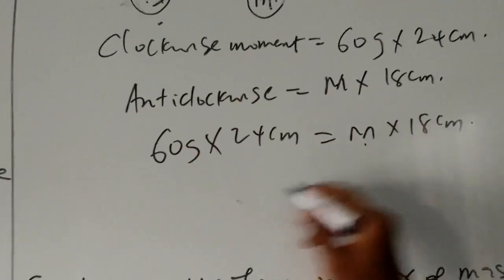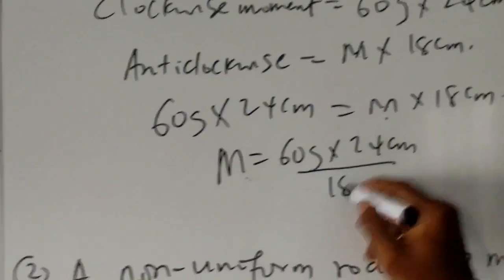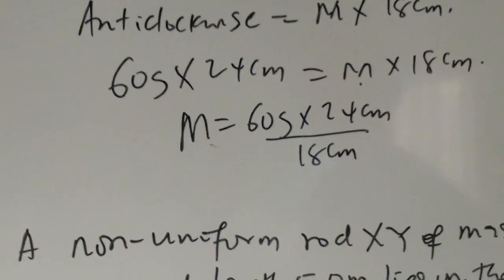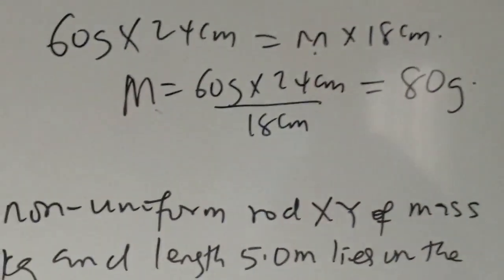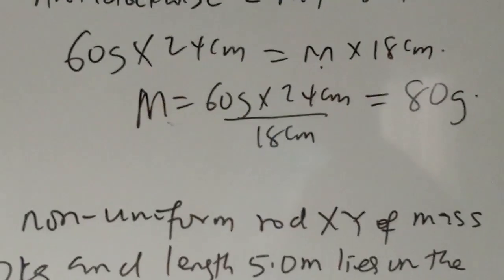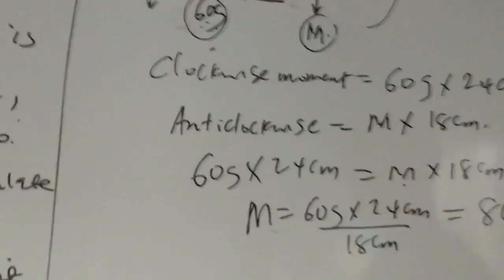Make m the subject. m becomes 60 gram times 24 cm over 18 cm. When we solve this, our mass becomes 80 gram. So the mass of the meter rule is 80 gram. Take a look at our work while we prepare for the next question.